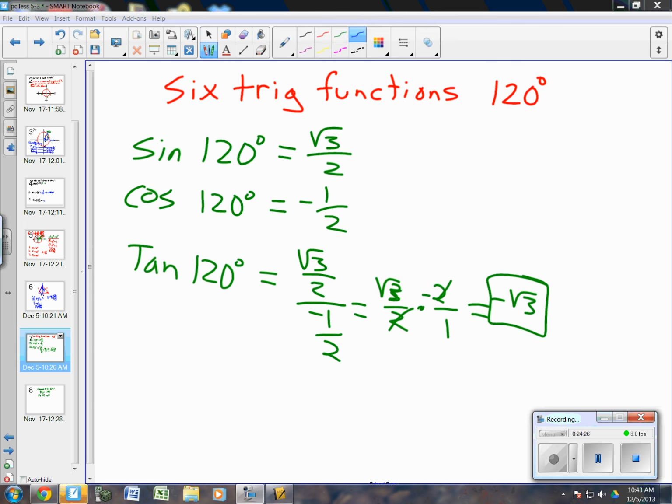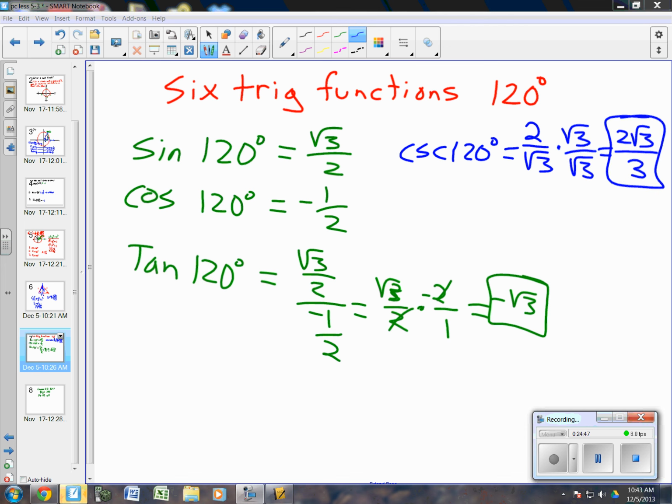The cosecant of 120 degrees is going to just be the reciprocal, which is 2 over the square root of 3, right? But you got to rationalize the denominator. So you got to times the top and bottom by square root of 3, which is 2 square root of 3 over 3. Did you guys get that? And secant's easy. What is secant going to be? Negative 2.